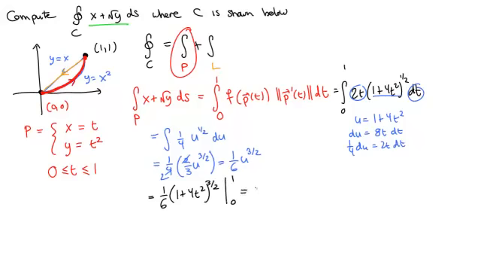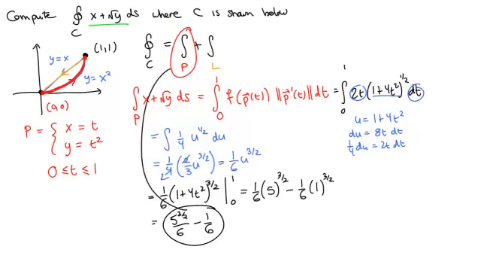So when we plug in 1, we're going to get 1/6 times 5 to the 3/2 power. When we plug in 0, we're going to have 1/6 times 1 to the 3/2 power. And so that'll give us a grand total of 5 to the 3/2 power over 6 minus 1 over 6. That takes care of the first part of our integrand.